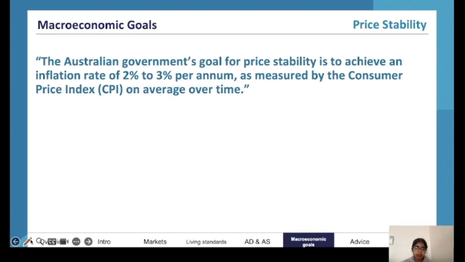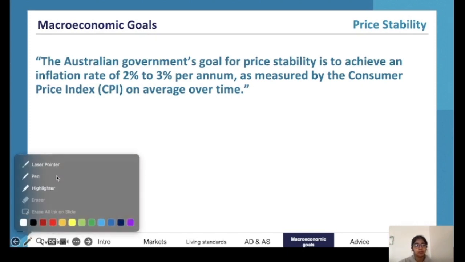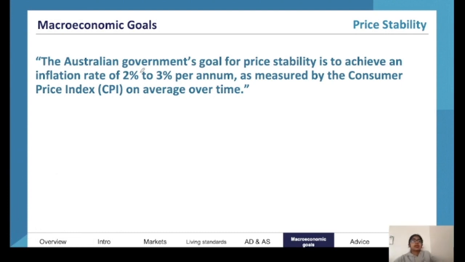So I'm just going to get this pen out, and I'm going to highlight the very important things I want you to say. So first of all, a rate of 2 to 3% per annum, measured by CPI. That's another important thing to add. And then this is really, really important. Remember, price stability is a sustained increase in price. It's not just a one-off spike in prices and they go down. It's a sustained increase in prices on average over time.